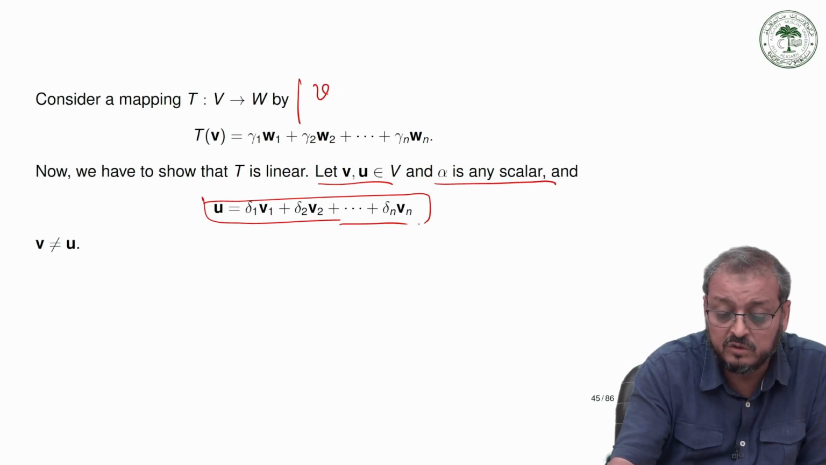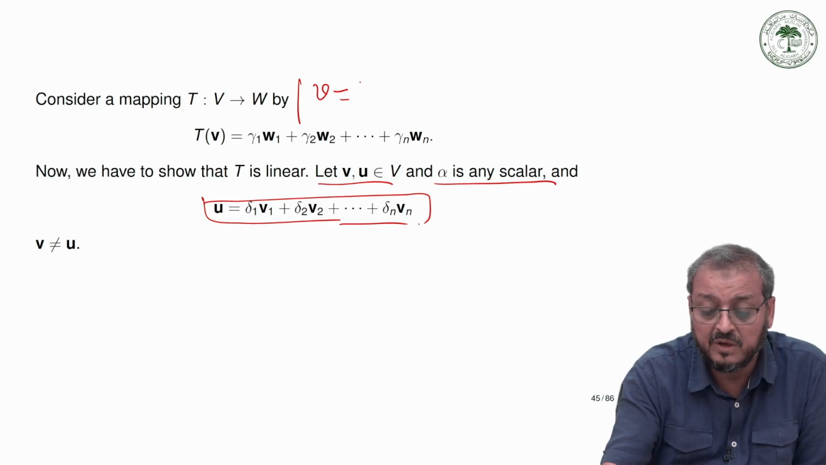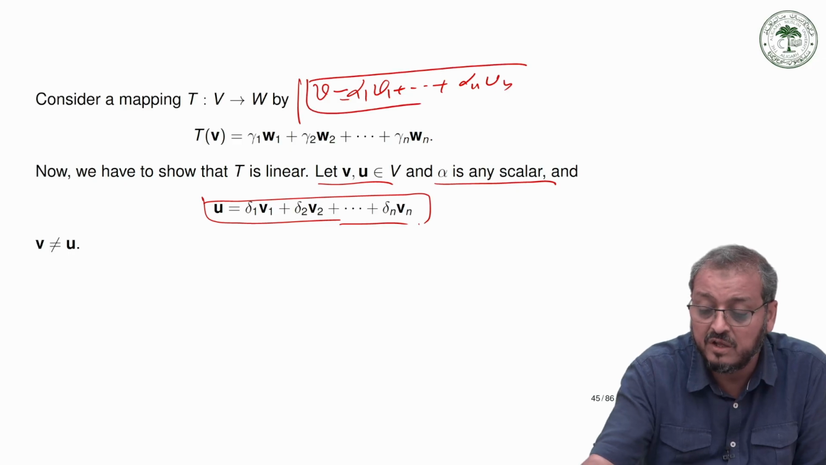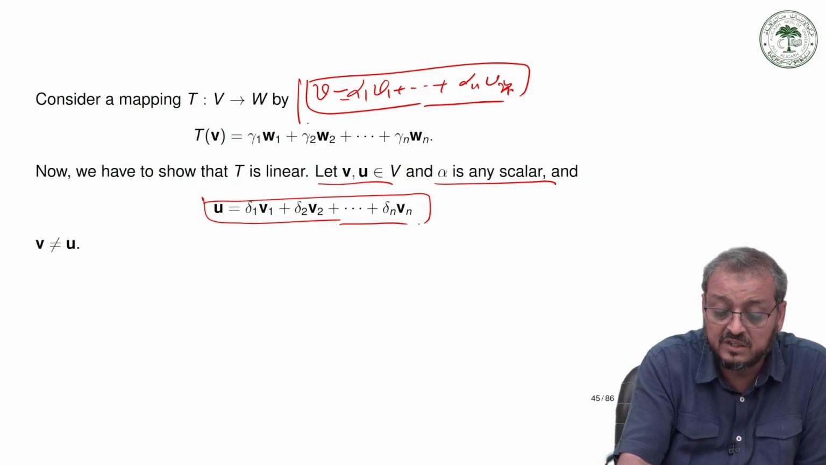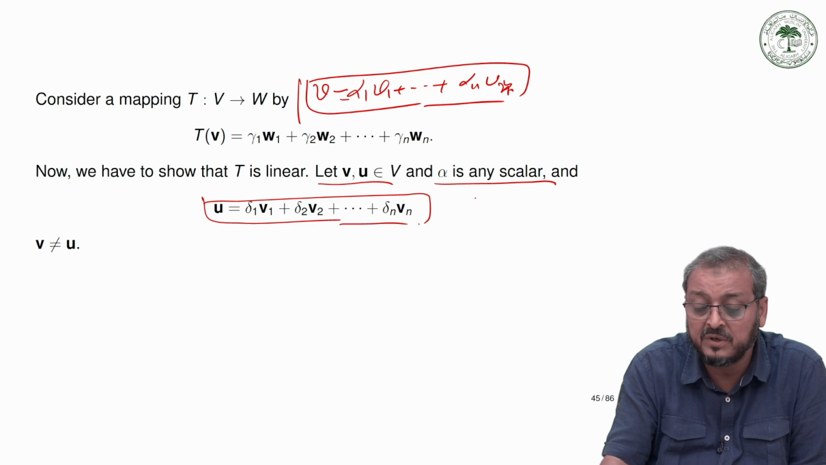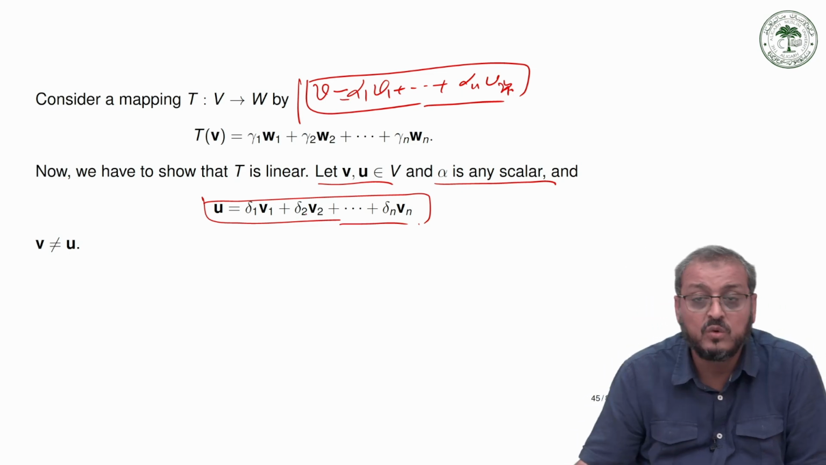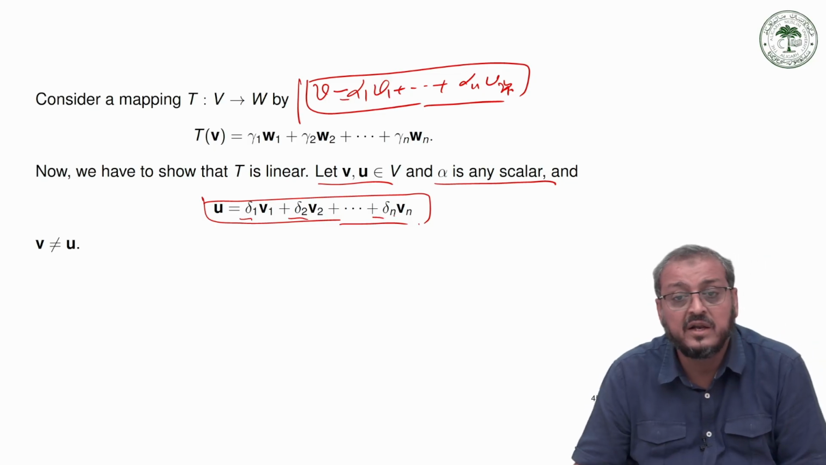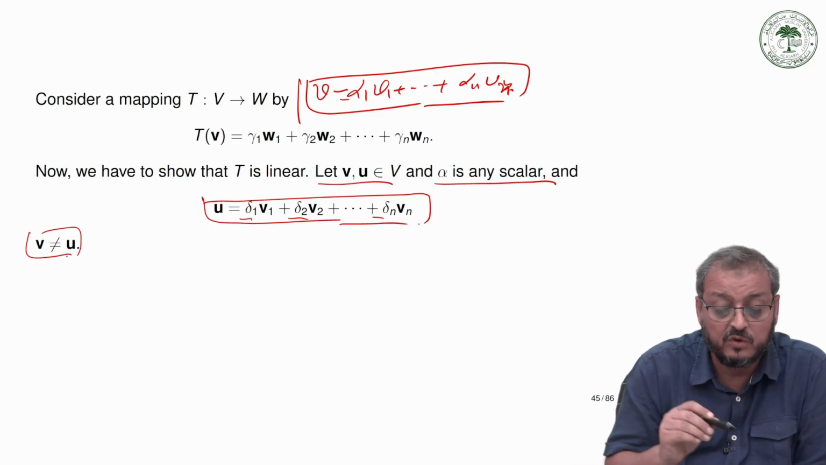We already know that because v1, v2, ..., vn is a basis, v can also be written as alpha 1 v1 plus so on alpha n vn. This representation is unique, which we already showed. Now we choose another vector which is not the same as v. So u can also be written as a linear combination of these vectors, where delta 1, delta 2, ..., delta n are scalars. We have to impose the condition that v is not equal to u.